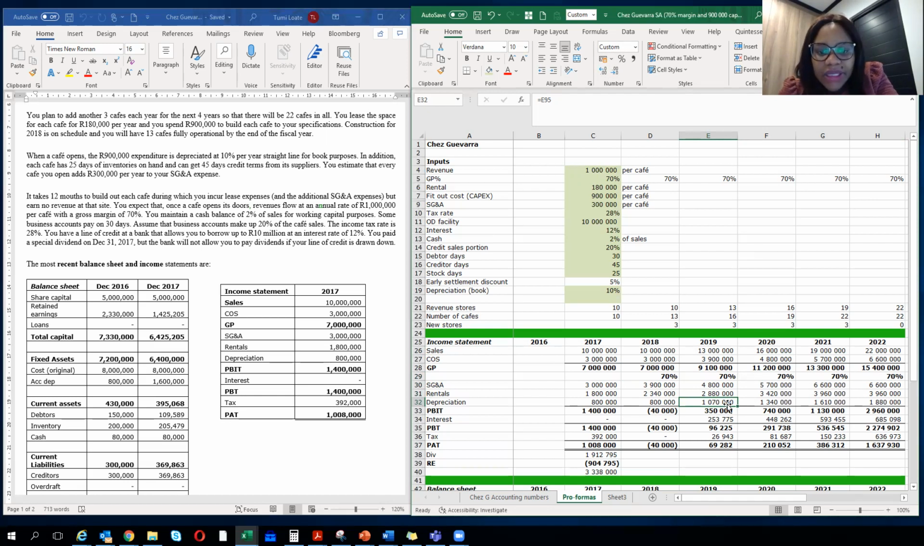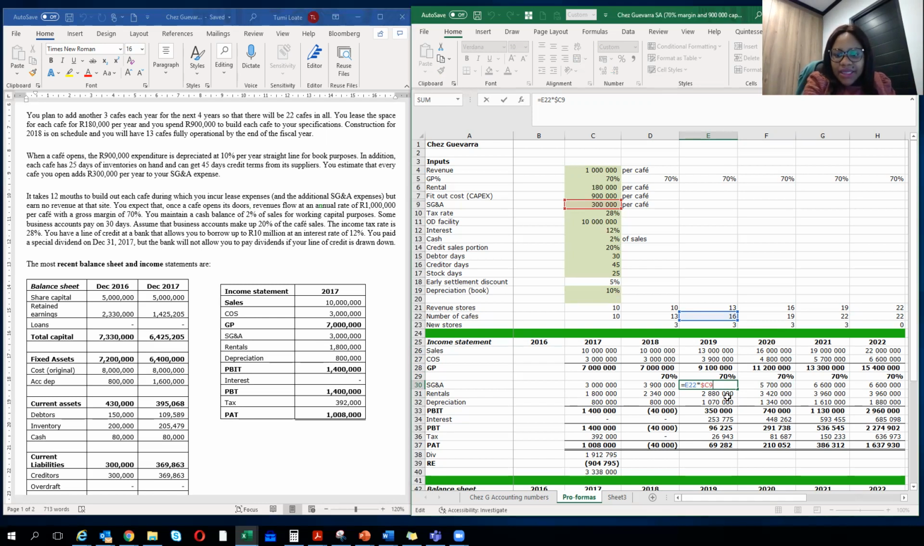Your SG&A expenses and your rentals, remember that you're not using the revenue stores here, which is coming through this line at the top. You're using the total number of cafes, because as you build up those cafes, your SG&A expenses and your rentals will need to pull through the total number of stores. So in 2019, you've got 16 cafes because you have 13 and you're building the additional 3. You multiply that by 300,000.